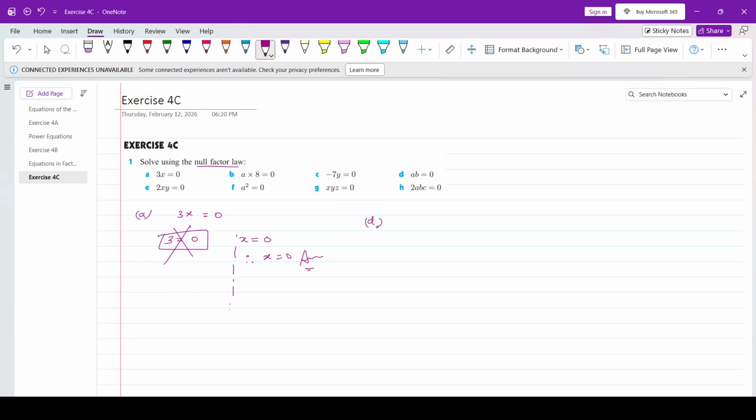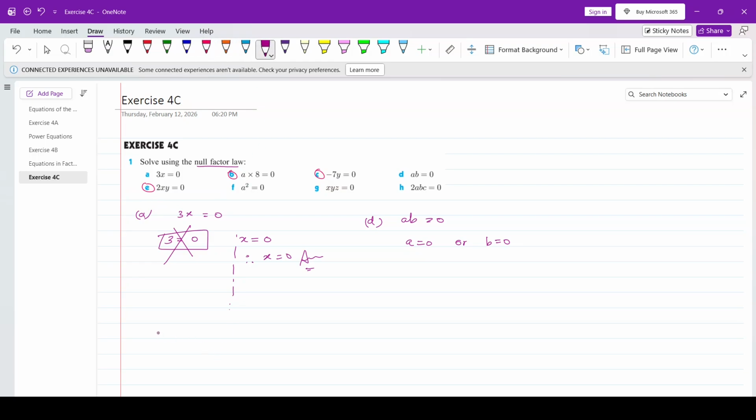Now D, this is homework. D is AB is equal to 0. From here we can say A is equal to 0 or B is equal to 0. E is a similar question.